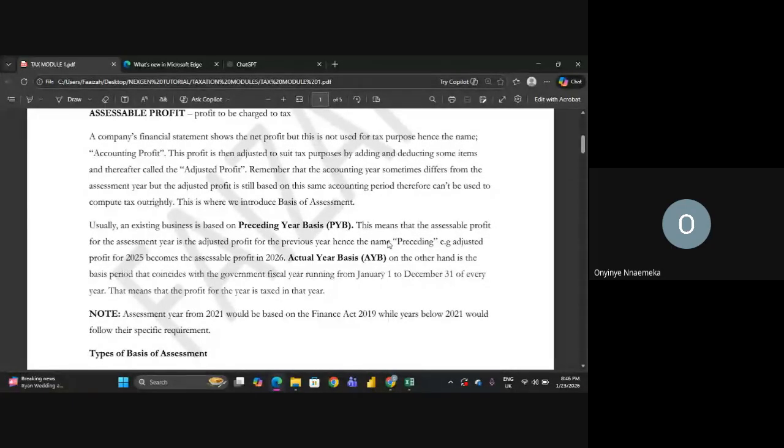Adjusted profit. But remember that adjusted profit follows what? Sorry, it follows the accounting timeline. We want to change the accounting timeline to the tax timeline. That is where basis of assessment falls into place.